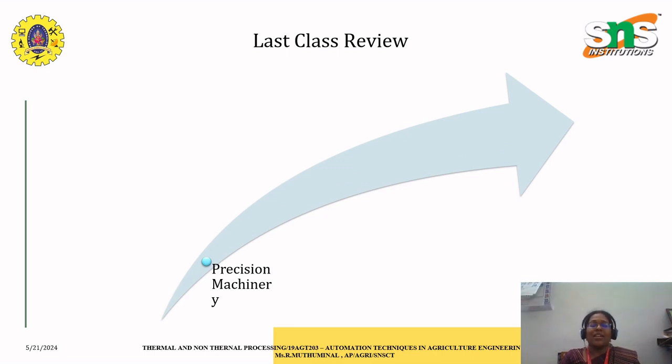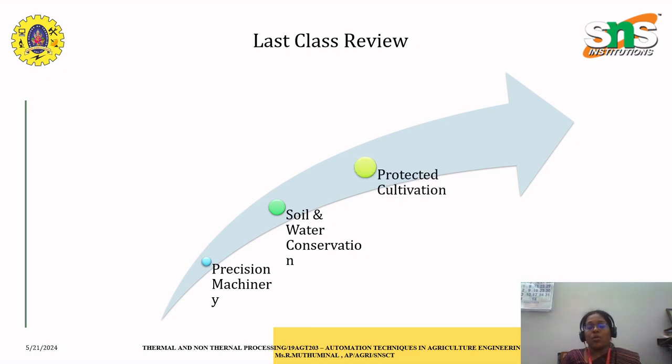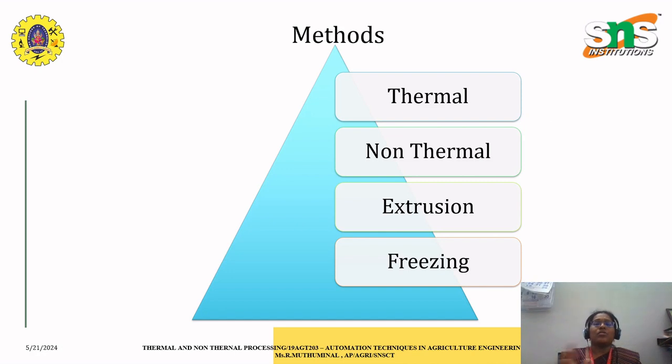Before going into the session, we'll have a small recap of what we have seen in the previous lecture series. We have seen what precision machinery is, what happens under soil and water conservation, what protected cultivation is, and the concepts involved in food process engineering along with its necessity. The methods involved in food process engineering are four kinds. The first one is thermal and the second one is non-thermal processing.